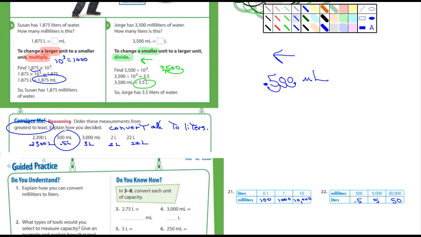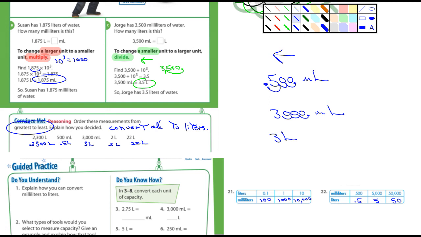And you can see what I've done with the rest of those. 3,000 milliliters. Where's the decimal in 3,000? It's right there. If we move the decimal 3 places over, 1, 2, 3, it becomes just 3 liters, which is what I have here. And I did not put them in order. I'll let you guys do that.